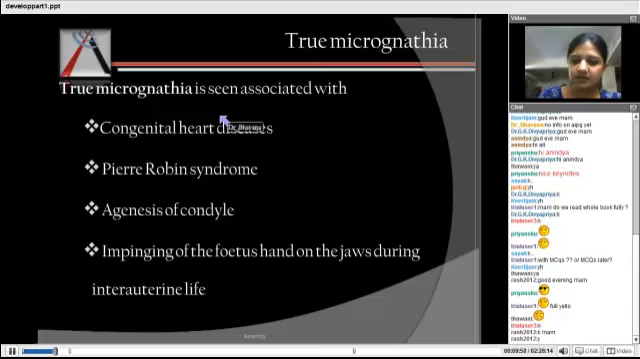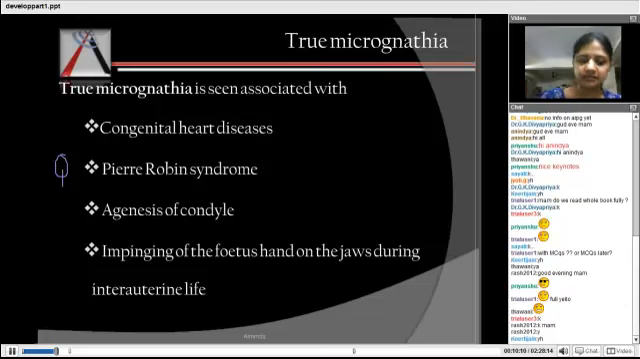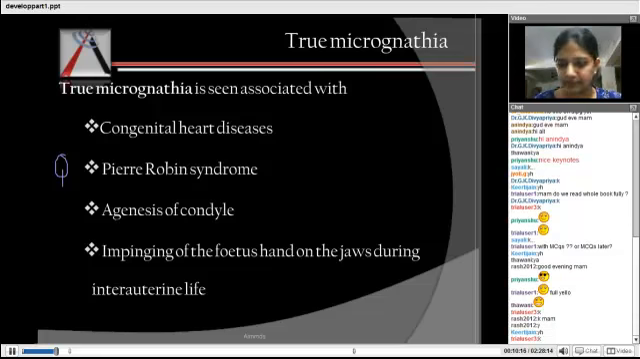True micrognathia is associated with congenital heart diseases, and another very important syndrome that it is associated with is the Pierre-Robin syndrome, which has been an MCQ. You see micrognathia in Pierre-Robin syndrome. We will also get to what the features of Pierre-Robin are later.